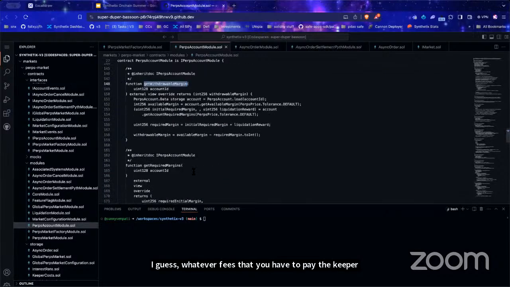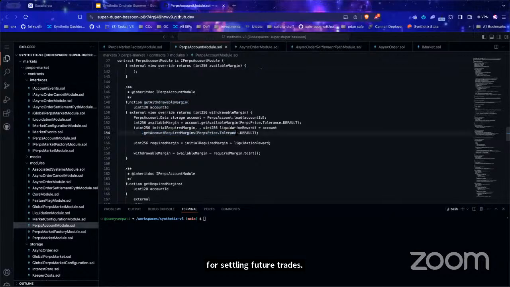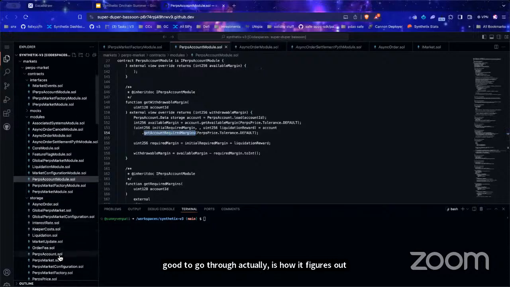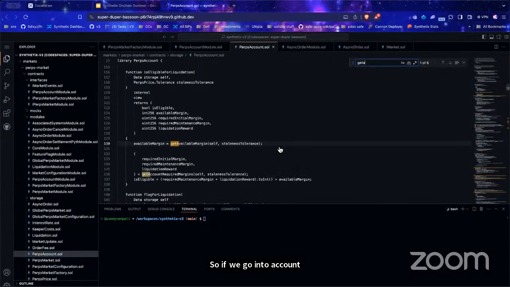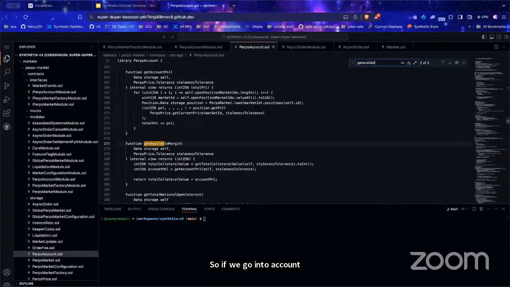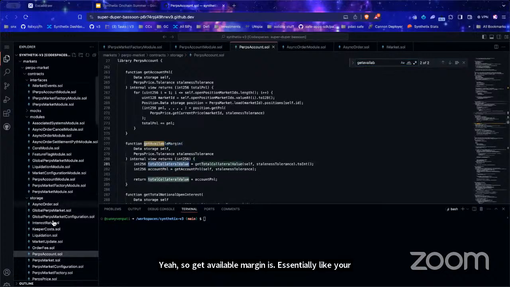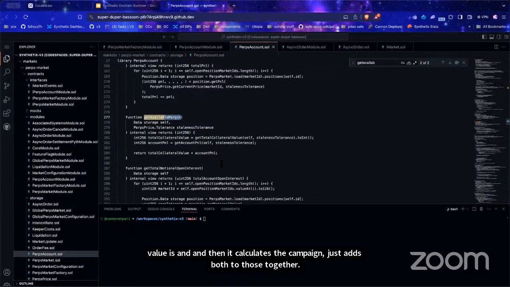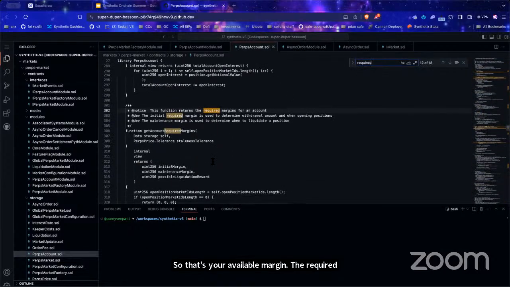But the way I think is probably pretty good to go through is how it figures out these margins. So if we go into account, get available margin is essentially your total collateral value, whatever that value is when we modified collateral and added margin, and then it calculates the account P&L and adds both of those together. So that's your available margin. The required margin is an interesting one.